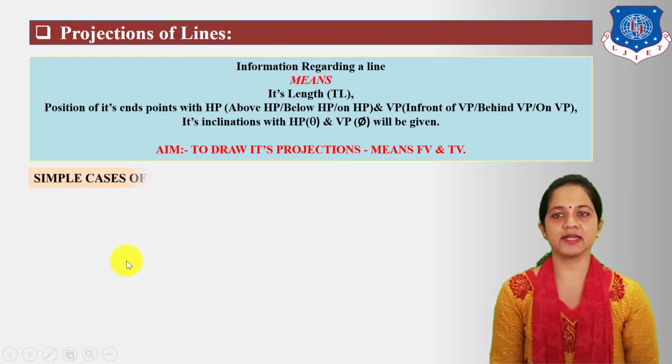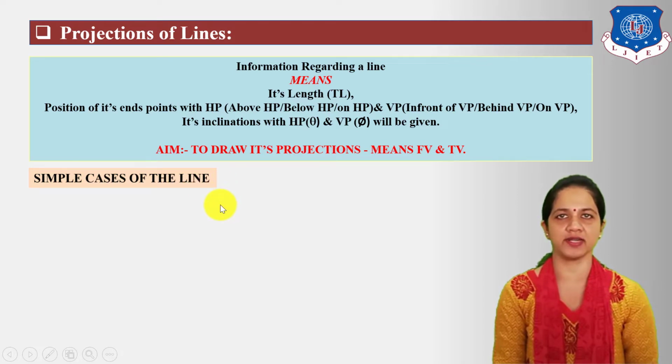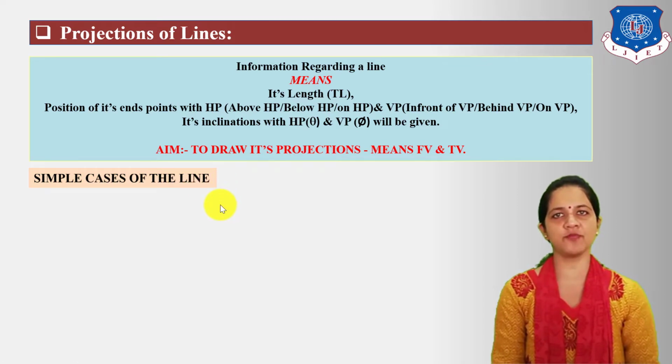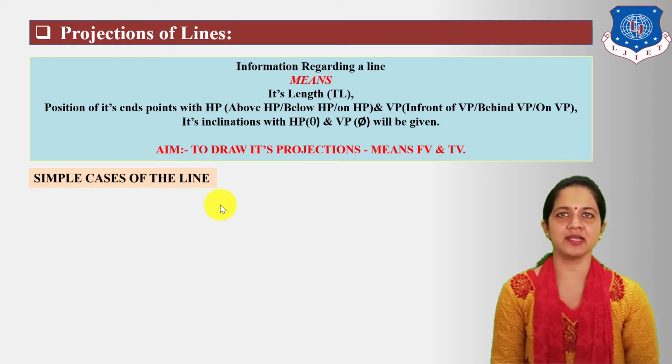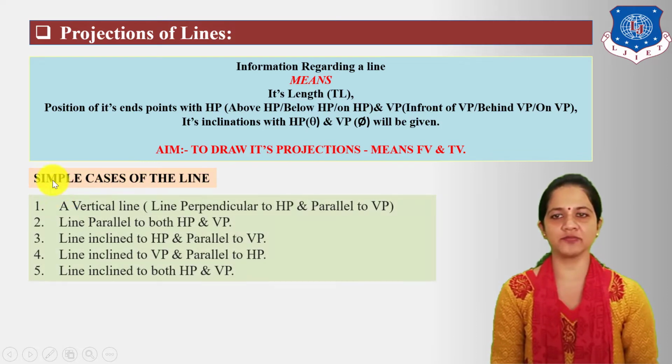Next, let us understand simple cases of the line in first quadrant. In projection of points and lines we use all quadrants, but the first quadrant is easy for better understanding. So we will use the first quadrant here for simple cases of the line. There are 5 cases of the line.